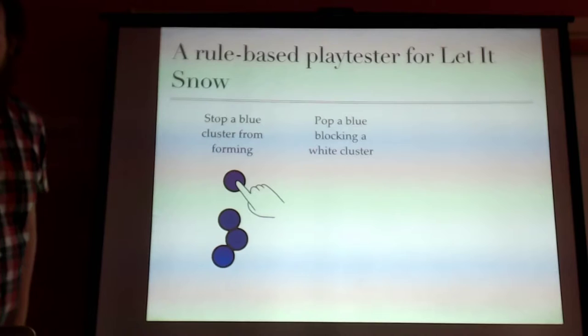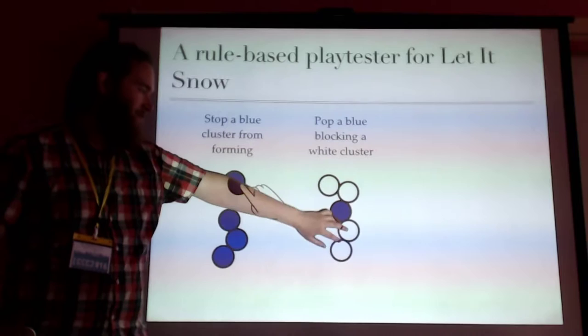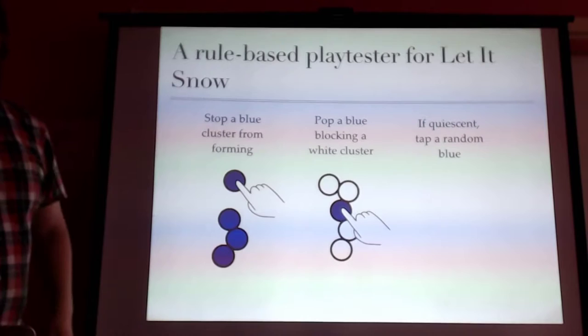If we've got a cluster of whites that wants to form but is blocked by one blue ball, you can see if we popped this one, then these two would meet these two and we'd get a white cluster, then we pop the blue. And a couple of others that unstick from stalemates.